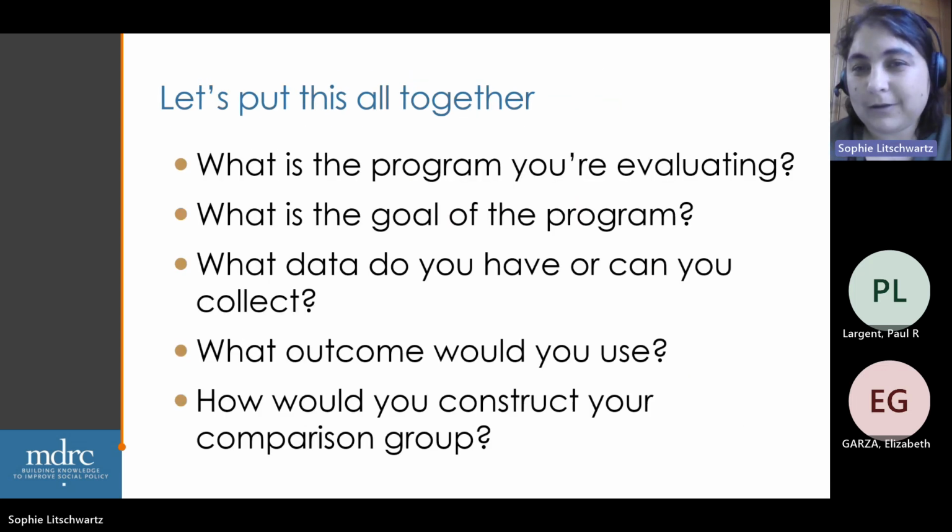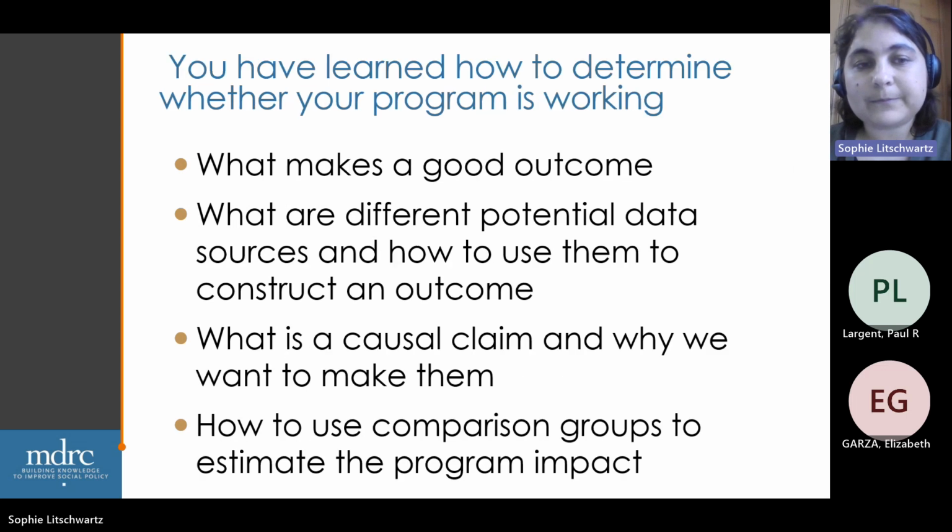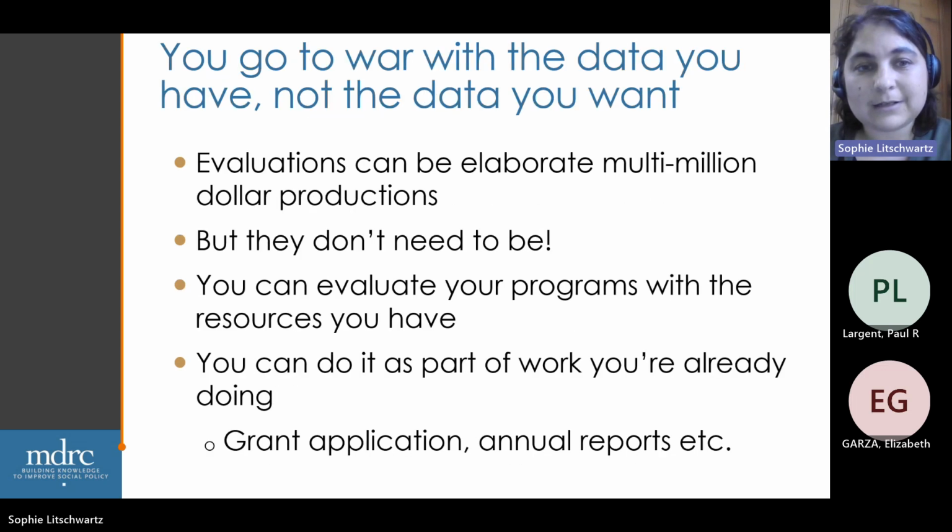So we put all the things together. The way to think about it is you want to think about the program you're evaluating. You want to think about what the goal is. You want to think about what data you have and you collect. And then you use that to think about what outcome you would use. And then you think about comparison groups. So in this webinar, what we've learned is what makes a good outcome, what are different potential data sources and how to use them to construct an outcome, what is a causal claim and why we want to make them, and how to use comparison groups to estimate the program impact.